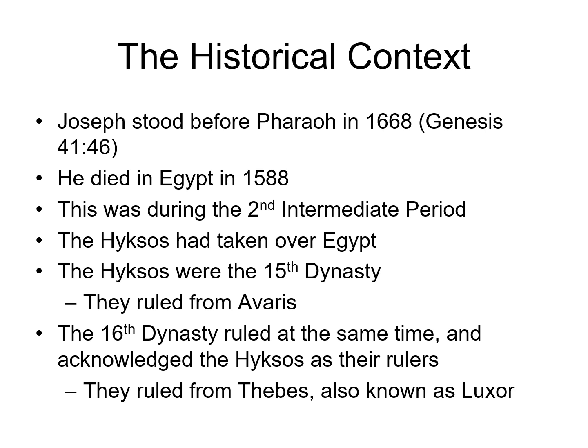So this was during the Second Intermediate Period. And this was a time when the Hyksos had taken over Egypt. And the Hyksos were the 15th dynasty of Egypt. And they ruled from a city called Avaris. Now at the same time was the 16th dynasty. And they acknowledged the Hyksos as their rulers. And they ruled from Thebes, which is also known as Luxor.